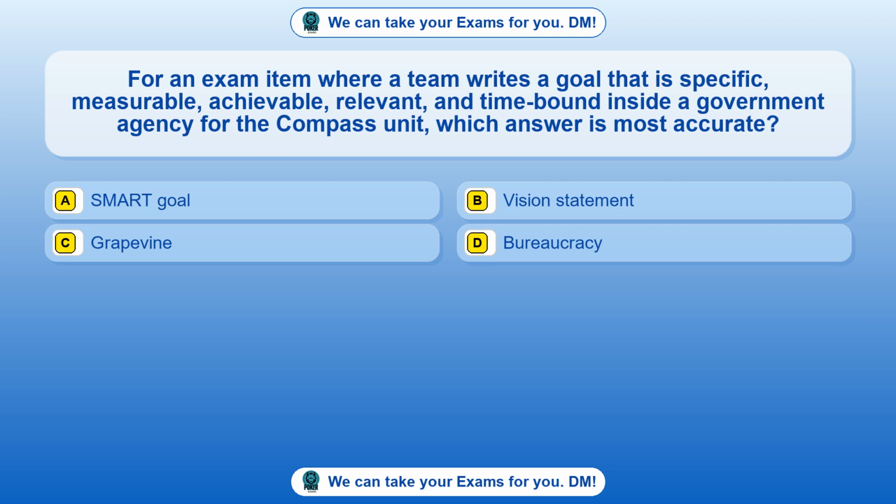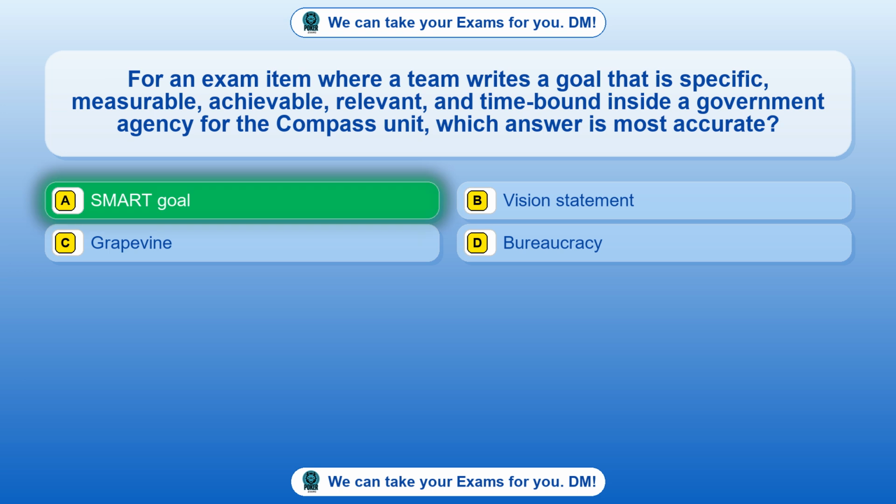Question 93. For an exam item where a team writes a goal that is specific, measurable, achievable, relevant, and time-bound inside a government agency for the Compass unit, which answer is most accurate? Option A, SMART goal. Option B, vision statement. Option C, grapevine. Option D, bureaucracy. The correct answer is option A, SMART goal.